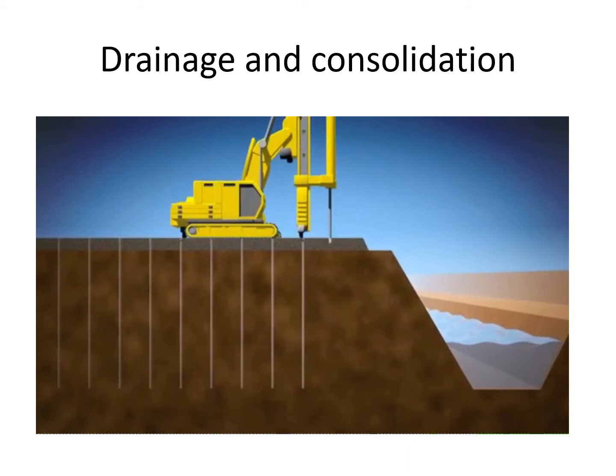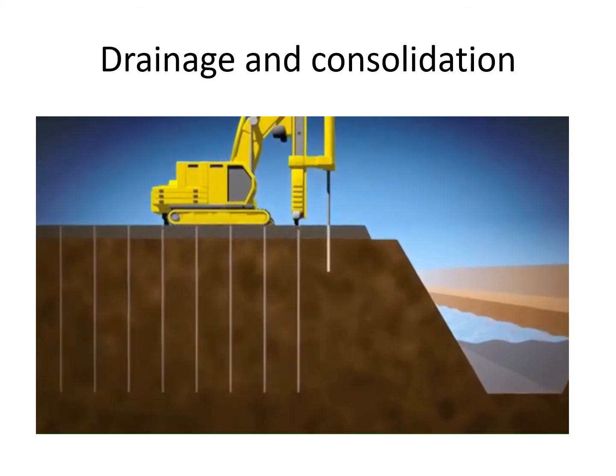They will make a surcharge over the soil, so that due to the weight of the surcharge, the soil gets compressed. Due to the compression, some water will be released from the soil, and it will be collected in the small pipes. Then later on, the water collected in the small pipes goes to the main drainage.